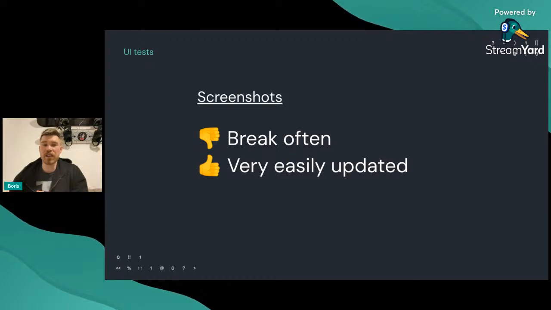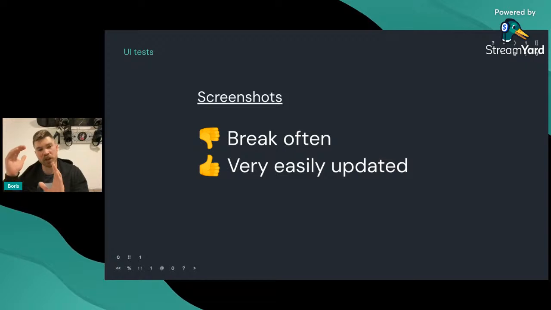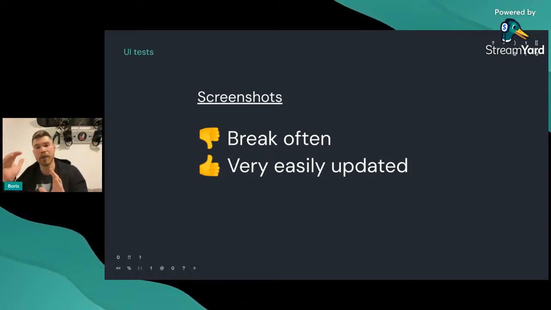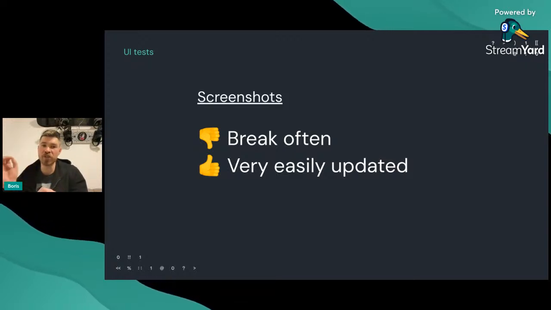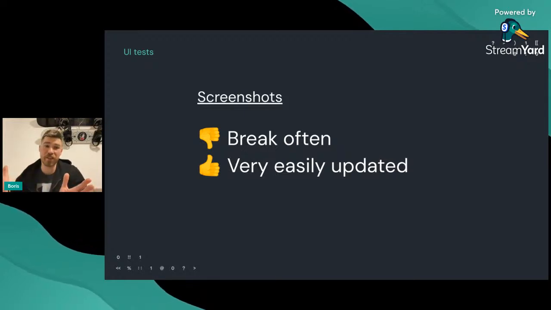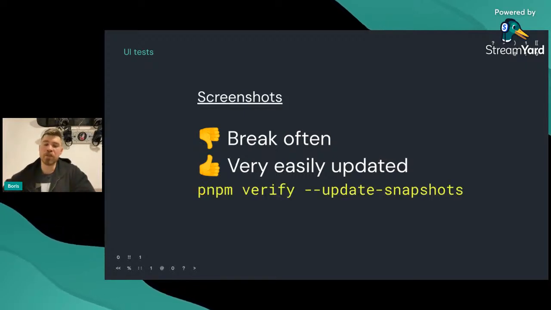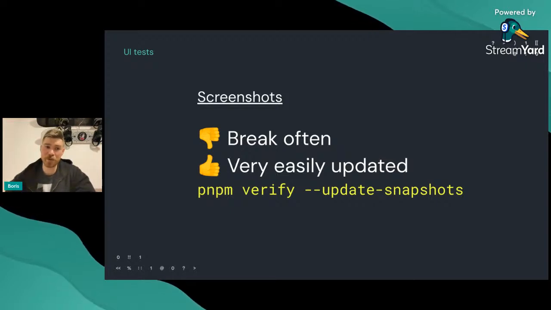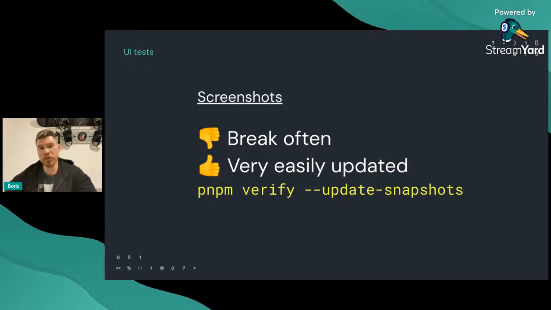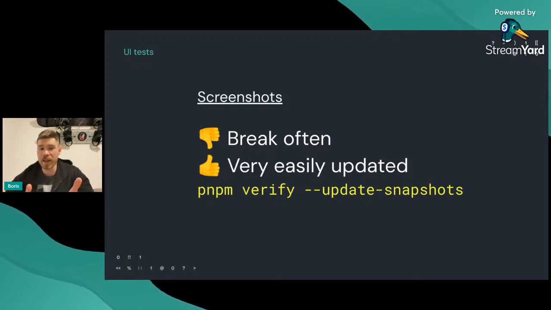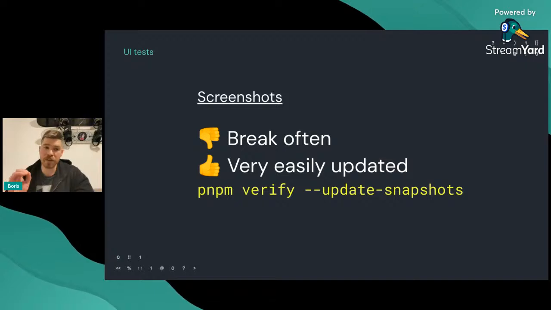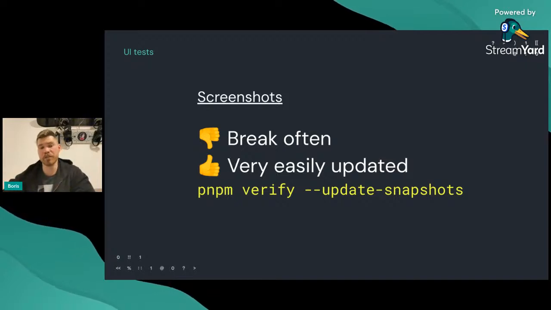One downside of screenshot tests is that they do break very often. Because you're screenshotting such a huge chunk of your application, any little change will cause your screenshots to be different and thus break the pipeline. They're, however, very easily updated. You essentially just have to run your test command and tell it to update snapshots, and you're done. During code review, you verify whether this is okay, this was intentional. If yes, you go ahead with the changes.